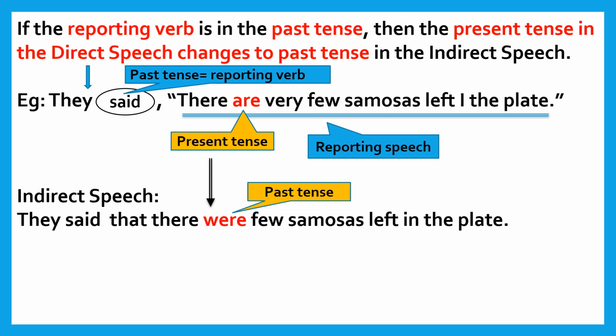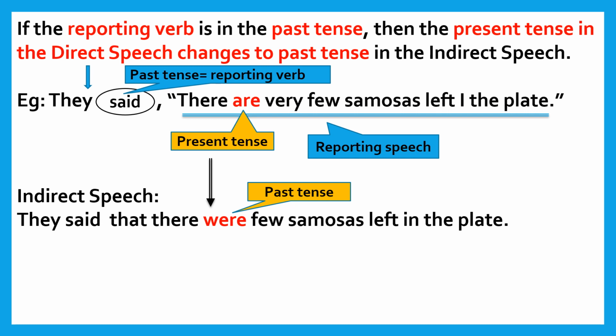If the reporting verb is in the past tense, then the present tense in the direct speech changes to past tense in the indirect speech. Look at the sentence given below. They said, "There are very few samosas left in the plate." In this sentence, the verb "said" is the reporting verb which is in the past tense. Now look at the reporting speech. What is the reporting speech? There are very few samosas left in the plate.